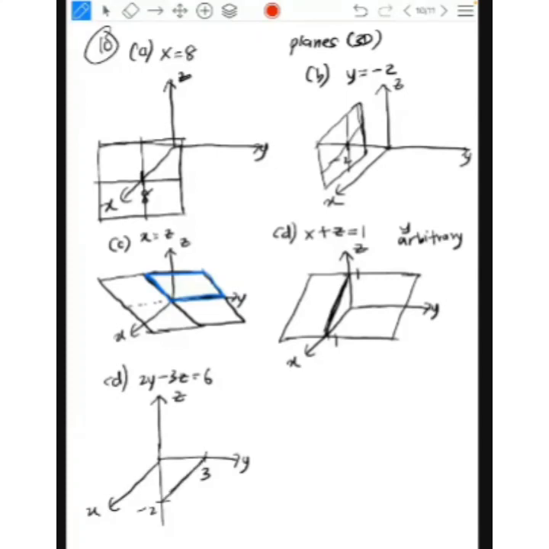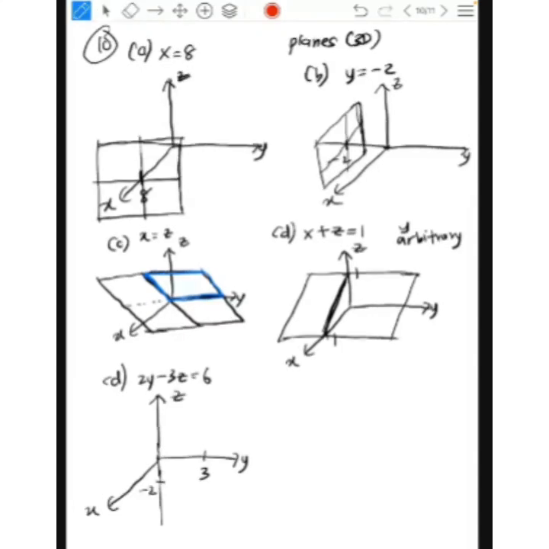Let me move negative 2 up a bit here. Negative 2 here. So you connect these two points, and then this line will be along the x-axis because there is no x variable. So you just draw it along the x-axis. We'll have something like this. That plane cuts the y-axis at y equals 3, and it cuts the z-axis at z equals negative 2, and then the plane is along the x-axis.